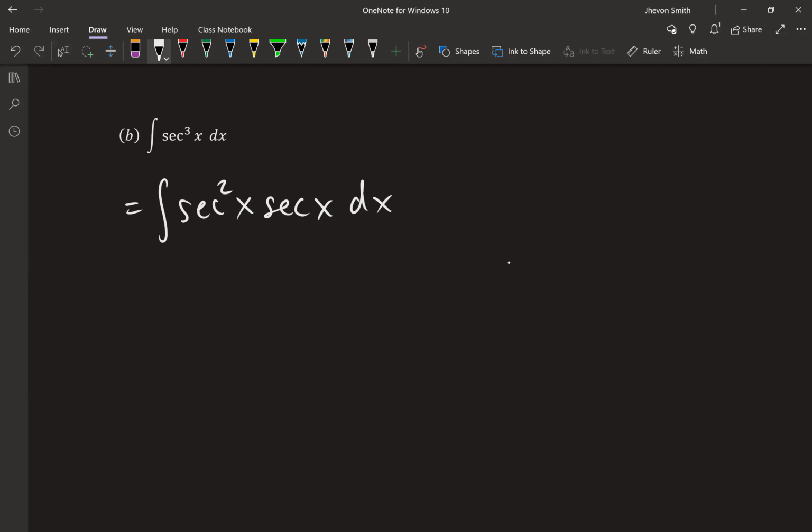What you would actually get is half secant x tangent x plus half ln absolute value of secant x plus tangent x, plus arbitrary constant c. How do you know that? How do I know that? Well, if you see secant squared x times secant, right? What you would actually do is, secant squared equals tangent squared x plus 1, times secant x. Okay.